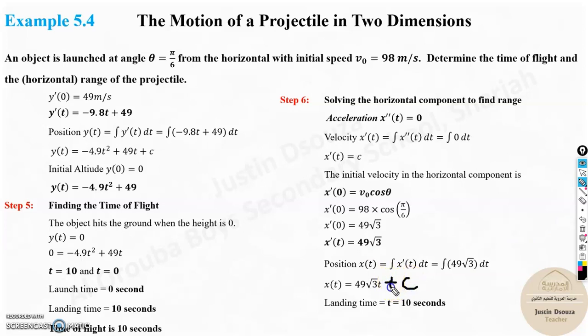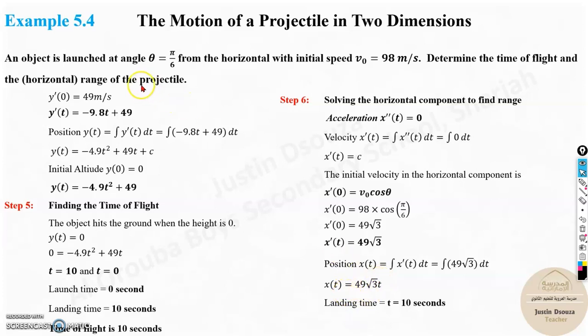But what happens over here? What is the initial position? It is 0. When you solve it, the c value will be 0. As we have seen, the initial altitude is 0. So we do not write it again and again, because it's the same thing. Only the velocity will change, and the c will be 0. Just remember that, because by now you have solved so many times, you must be thorough with it. Directly we have written x of t equals 49 root 3t.